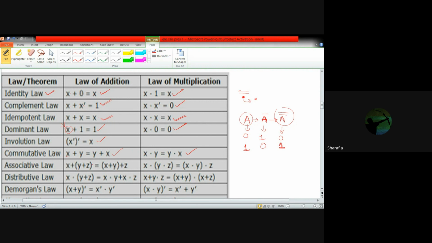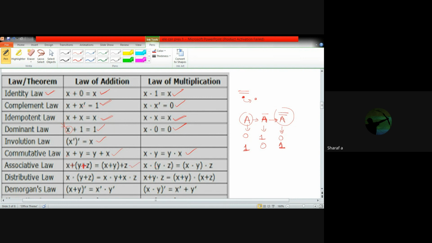And the associative law. In the case of the associative law, you can see here x plus (y plus z). In this case, you have given a bracket to y and z, that is y plus z. At the same time, you can also write this expression as (x plus y) plus z. So in the first case, you are adding y and z first, then adding that result with x. That will be equal to adding x and y first, then adding that result with z. That is the associative law.